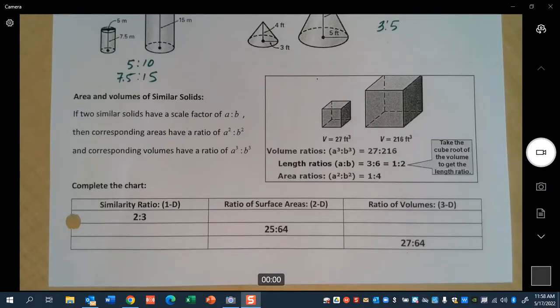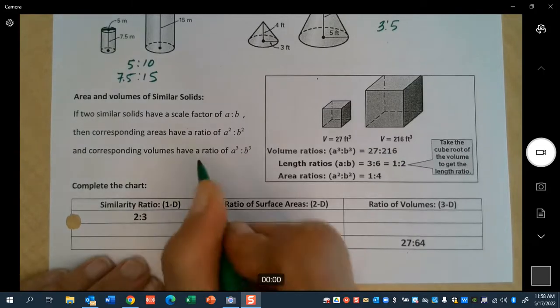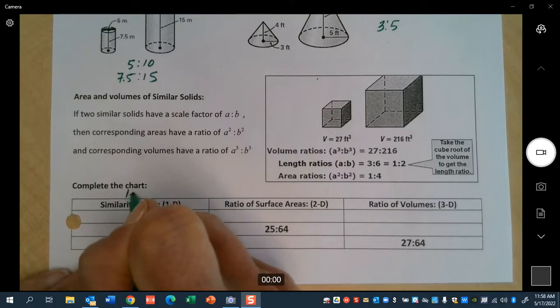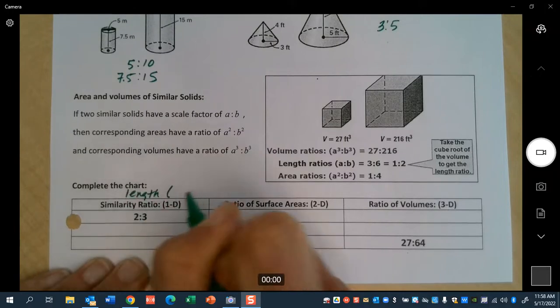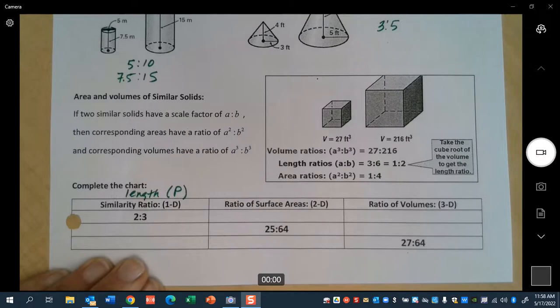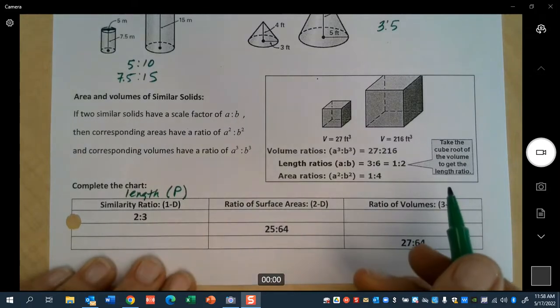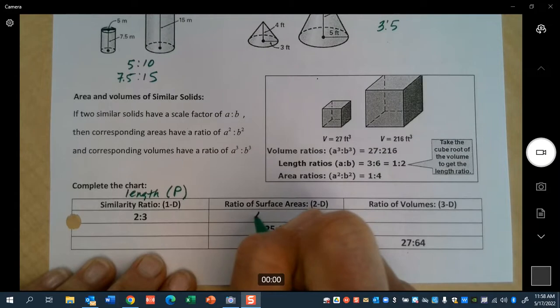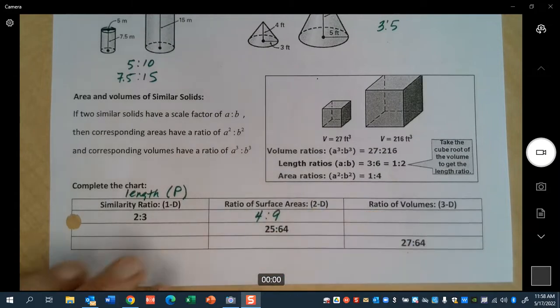Once you take a look at this chart, and I go back and forth on how to do this with you, to fill out the chart and then show you, or show you and then fill out the chart. So we'll try filling out the chart and then I'll show you. So you have the data, okay? If I have a similarity between my one dimension, which is my length, or we know it as the perimeter, the ratio of their surface areas is going to be 4 to 9. What is the relationship between 2 to 3 and 4 to 9?